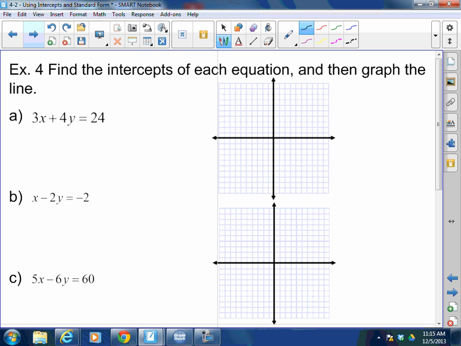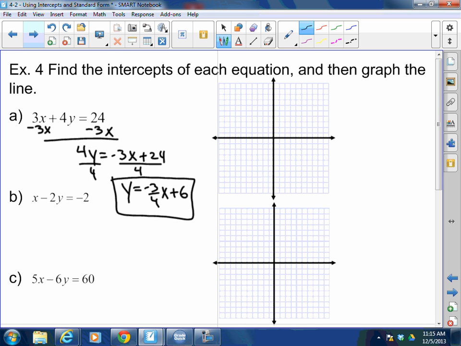Now, I want to show you guys that you could do the following. You could subtract 3x from both sides, solve for y. Go 4y equals negative 3x plus 24, divide by 4, and then you have y equals negative 3/4 x plus 6. And then you start making a table, and then you can graph it. That is one way to do it.